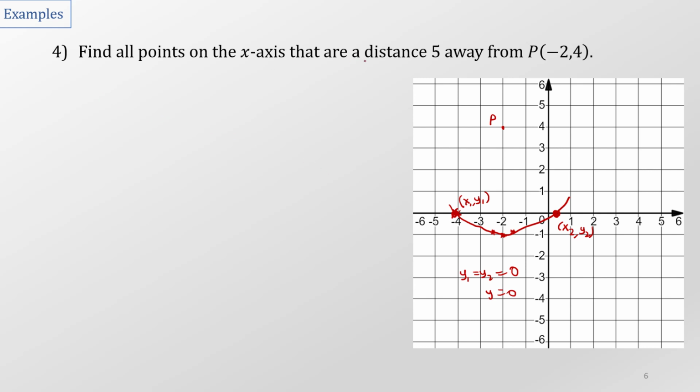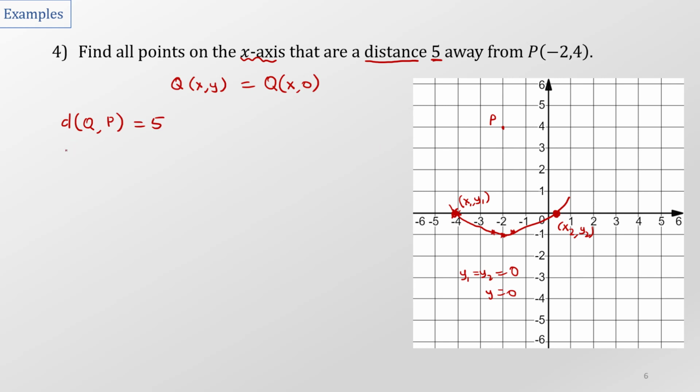Now we want the distance between our point. We're just going to call our point xy. Let's give it a name, Q. Q(x, y). And actually, Q is going to be (x, 0) because for all of our points that are on the x-axis, the y-coordinate is going to be 0. And we want the distance between our point Q and the point P to be 5 on the one hand. All right, we want that distance to be 5.